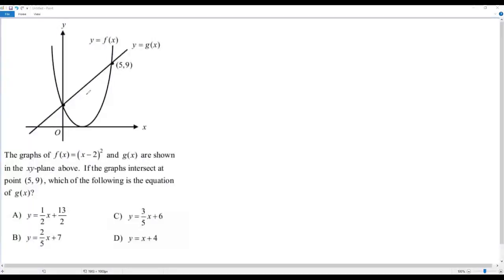Here we have a SAT math problem. Okay, let's go to the question. The graphs of f of x equals (x − 2) squared and g of x are shown in the xy-plane above. If the graphs intersect at point (5, 9), which of the following is the equation of g of x?